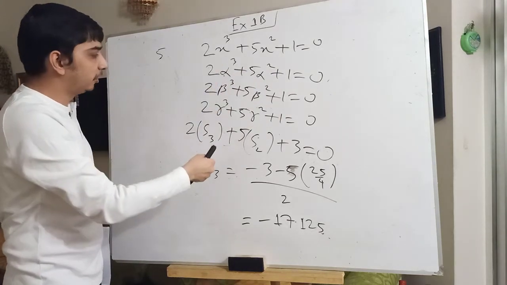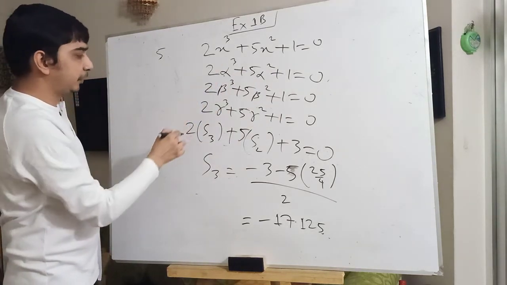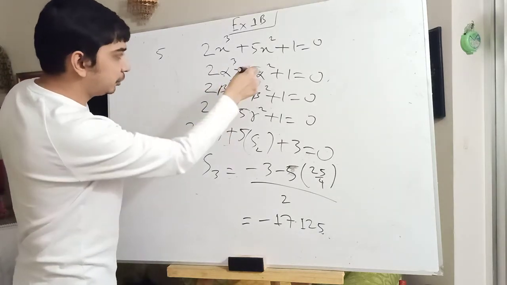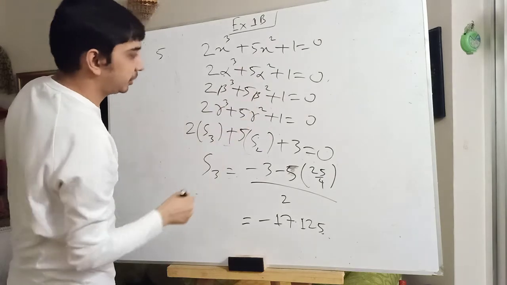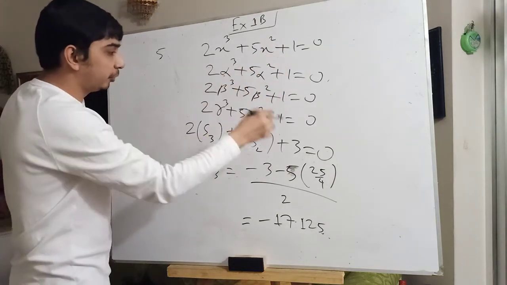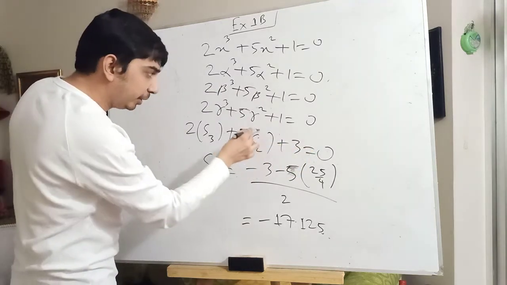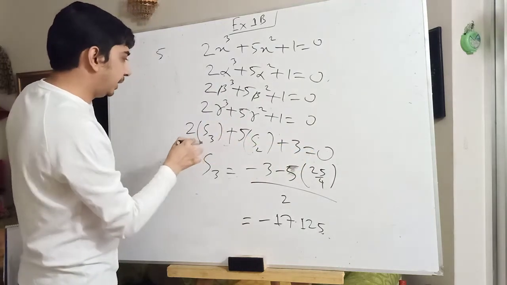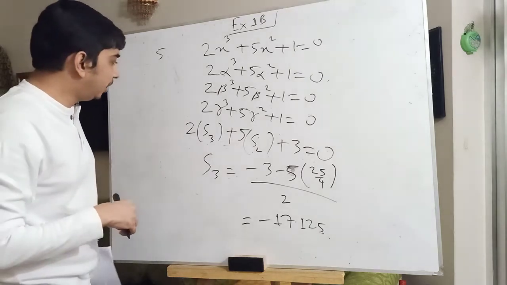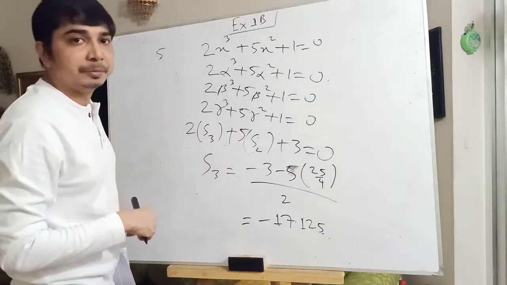So I add all three and I get this expression: 2 into S3, alpha cube plus beta cube plus gamma cube, plus 5 into S2, that is alpha square plus beta square plus gamma square, and 1 occurs 3 times because there are 3 roots, so you have plus 3. You already know how to find the value of S2, so S3 is the only unknown over here. From here, we find the value of S3.